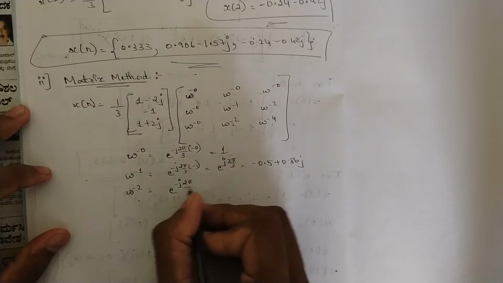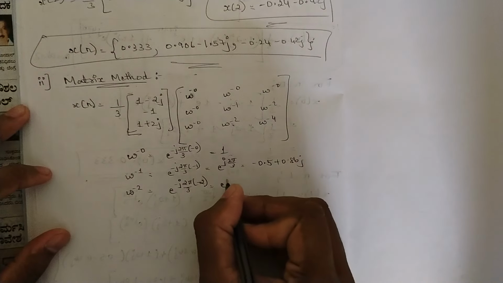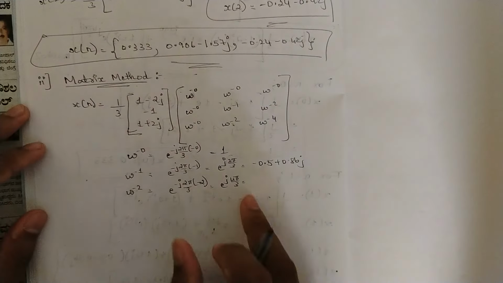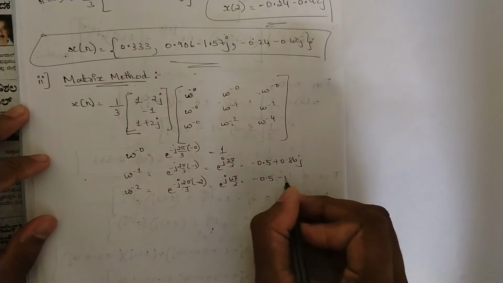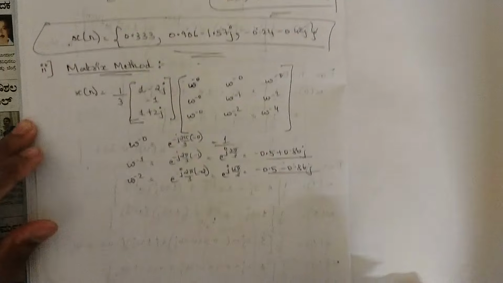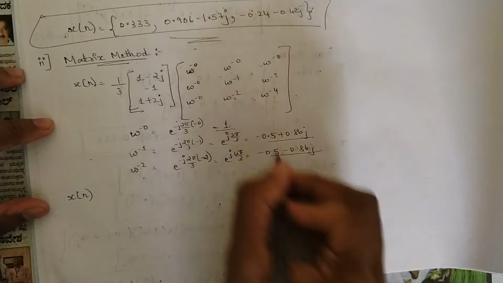e power minus j 2 pi by 3 into minus 2, so that is e power plus j 4 pi by 3. If you substitute 4 pi by 3 in the same equation, you would be getting minus 0.5 minus 0.86j. Okay, you can check it later. I'm not doing it because I don't want to waste time. So we should be substituting these values in this.